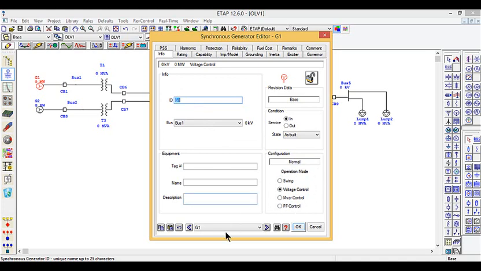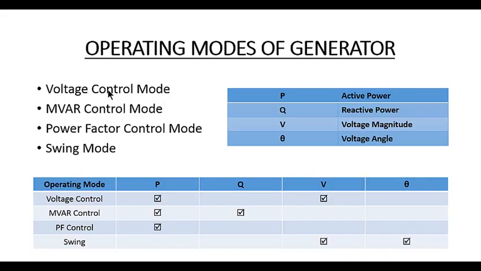Now, what is the operating mode of a generator? We need to first understand this. We have four operating modes in a generator: voltage control mode, MVR control mode, power factor control mode, and swing mode. Now we first need to understand the types of buses, and we all know that the buses are defined with respect to four parameters: active power, reactive power, voltage magnitude, and voltage angle. Voltage magnitude and voltage angle combine to form the voltage phase.